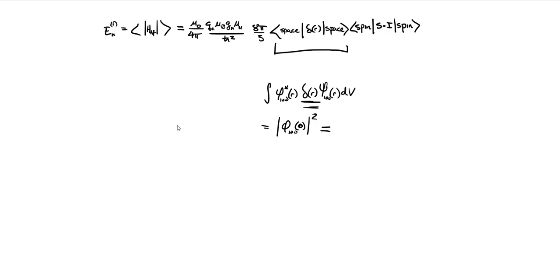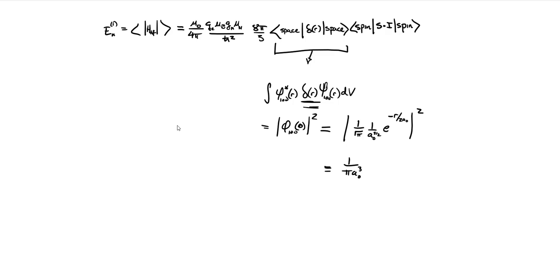And we did this when we did the normalization and all that, but essentially we know our n equals 1 wave function is just 1 over root pi, 1 over a naught to the 3 halves, e to the negative r over 2 a naught, all squared. If we do this sort of full integral, we end up with 1 over pi a naught cubed when we do it at r equals 0. So we figured out the space part of this matrix element.